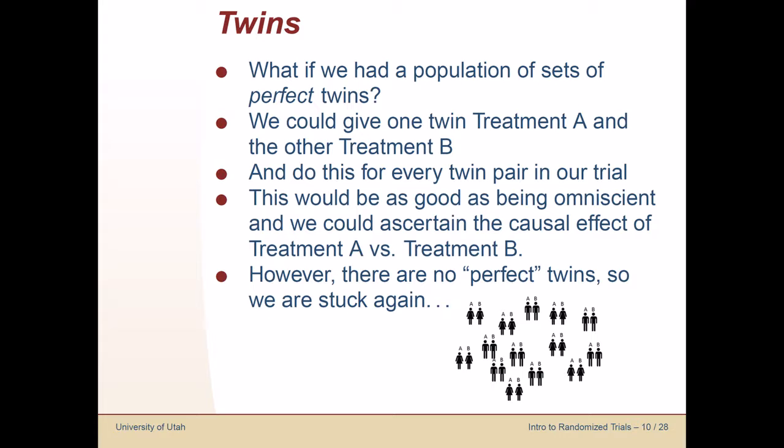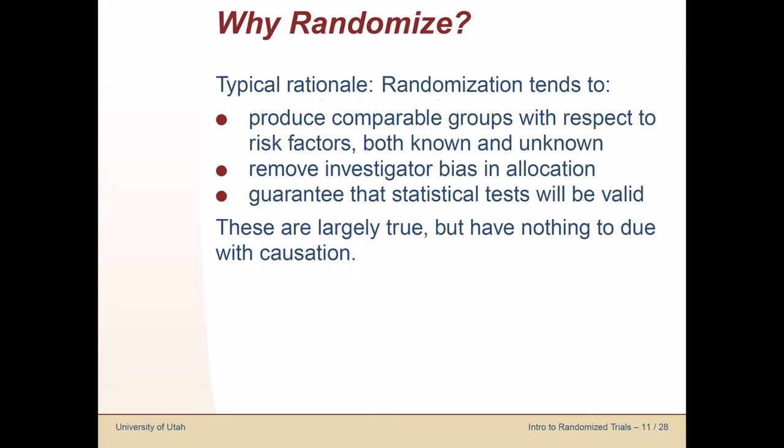However, as you may have guessed, there are no perfect twins in the world, so we are again stuck. How can we get at this causation idea? Which brings us to why randomize. Now, the typical rationale that you may have heard for randomization may go something like this. Randomization tends to produce comparable groups with respect to risk factors, both known and unknown, remove investigator bias in allocation, and guarantee that statistical tests will be valid.